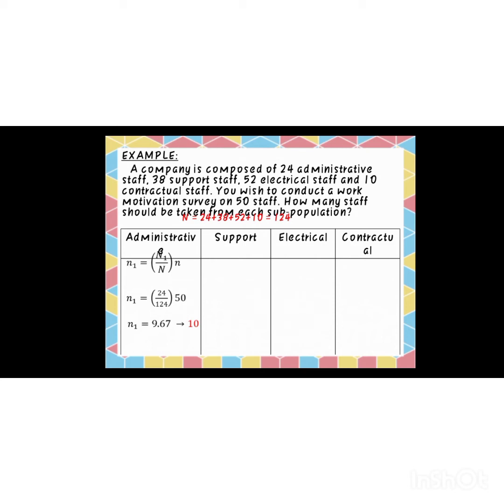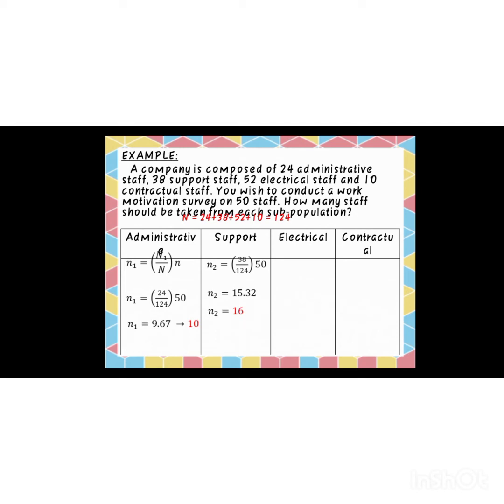For support naman po, or N sub 2, yung N sub 2 natin, we have 38. Simply substitute for the N sub 2, we have 38, and for the N, or the population size, we have 124. So, 38 over 124 times 50. So, we have the sample size for the support, 15.32, or to round up, we have 16. Okay?